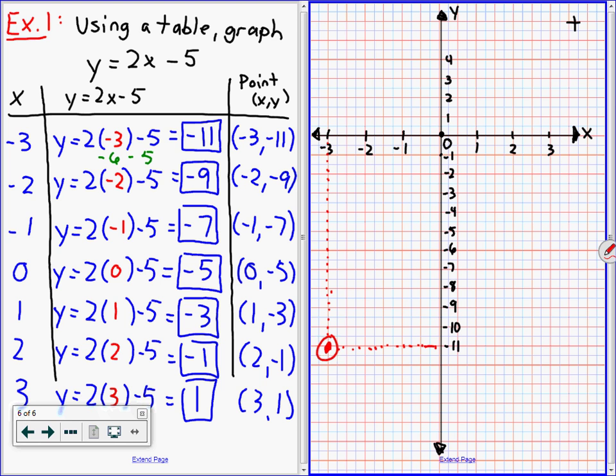Okay, next one's going to be negative 2, negative 9. So I go over to negative 2, then 1, 2, 3, 4, 5, 6, 7, 8, 9.